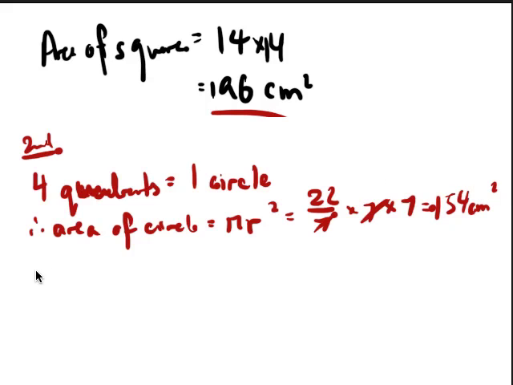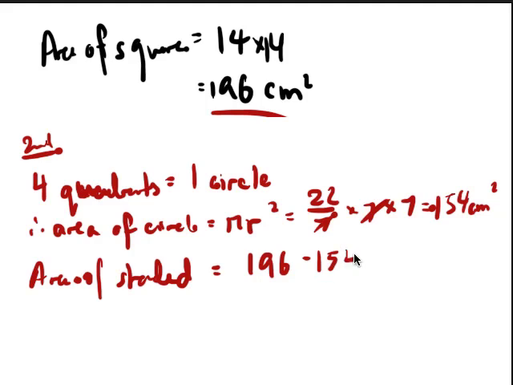Okay, therefore area of shaded region equals 196 minus 154, which gives me the same answer of 42 cm squared. Of course, this is a much faster way, but you have to make sure you see that the quadrants equal one circle, and that you don't make any mistakes in your calculations.